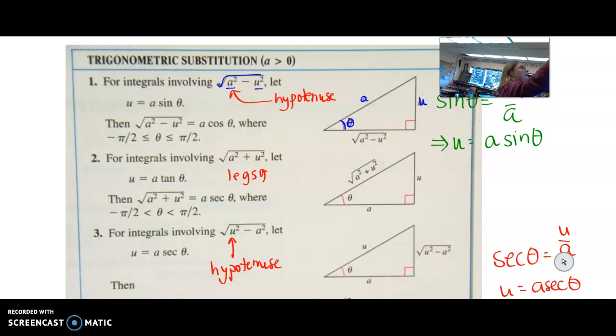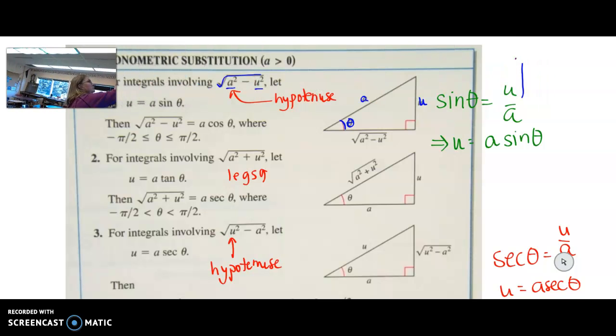Okay, hold on a second. Let me move this picture. So here, if this is our reference angle, and we take the sine of that reference angle, it's equal to the opposite, which is u, divided by the hypotenuse, which is my a over here. Solving that for u, we end up with u equals a sine of theta.